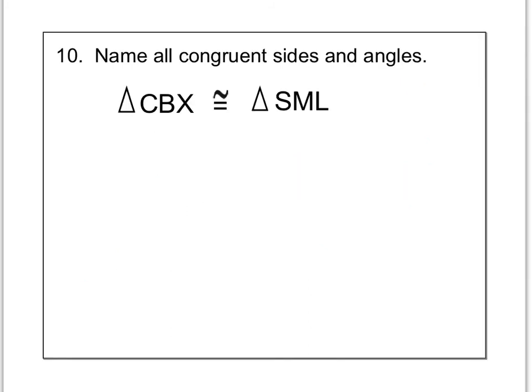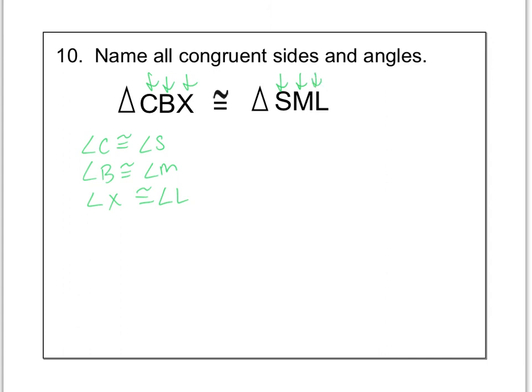Please pause the video and try number 10. So this is where you have to list all the congruent sides, all the congruent angles. So angle C is going to be congruent to angle S because they're listed first in both of those. Angle B is congruent to angle M because they're in the middle. And angle X is going to be congruent to angle L because they're last in each of those spots.